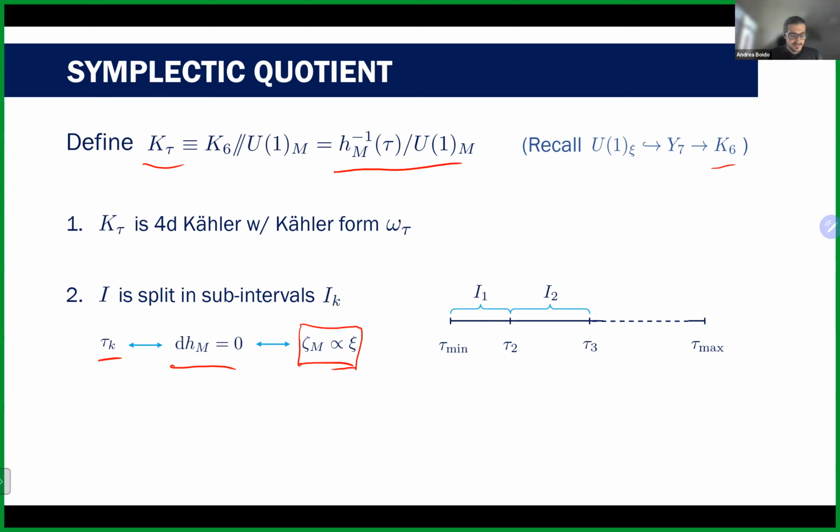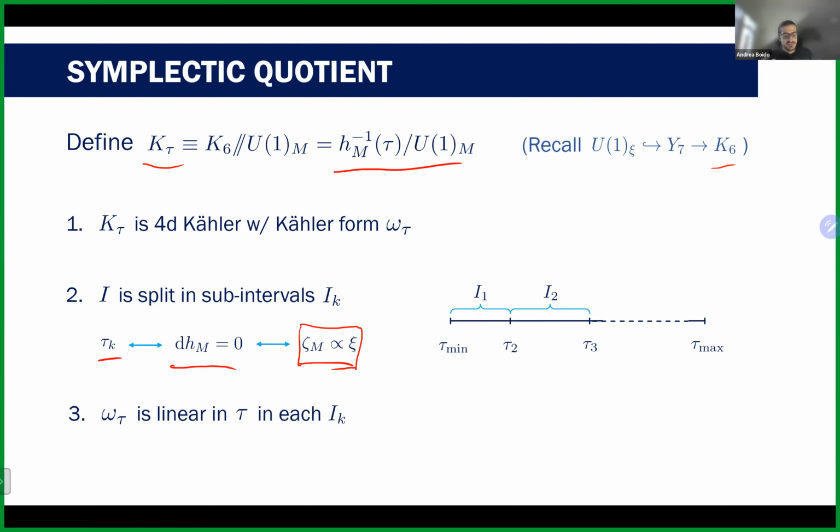The fact that we have this splitting into subintervals is also good, because the support of rho is also naturally split into subintervals, which correspond to the patches where the eigenvalue density is linear.